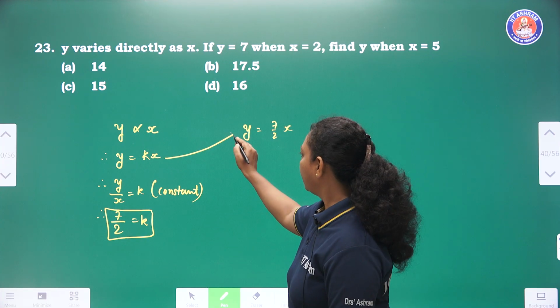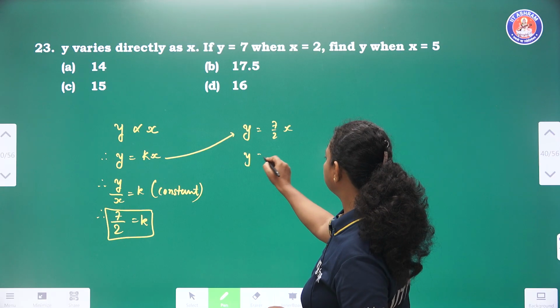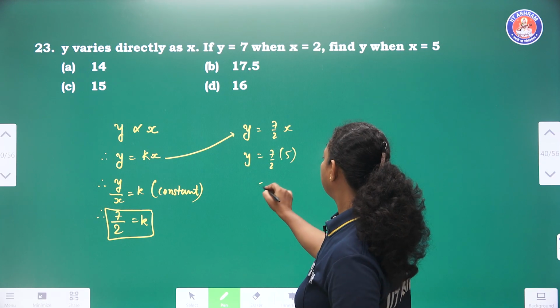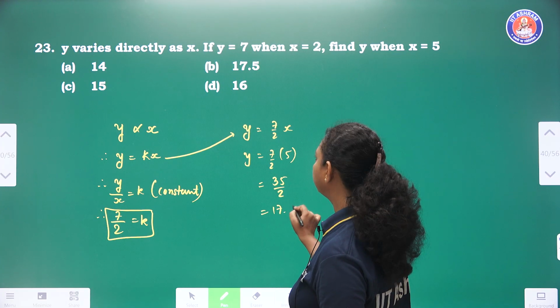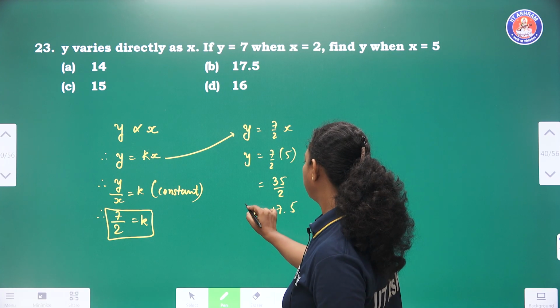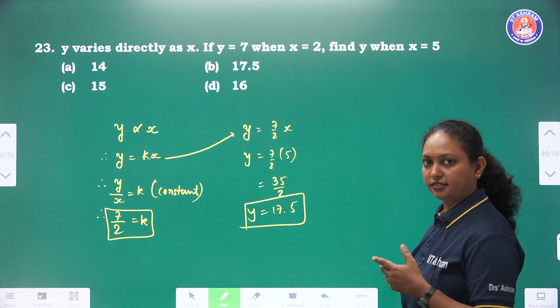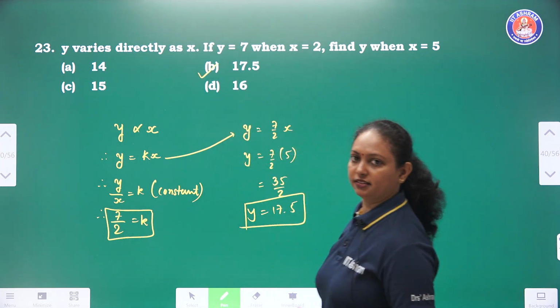Kx था, but K का वैल्यू क्या है? 7 by 2. We have to find Y is equal to 7 by 2 and X is 5. 7 5s are 35 by 2. That is equal to what? So what is the value of Y we get? 17.5. Is it given in our option? Yes. B. So B is the correct one.